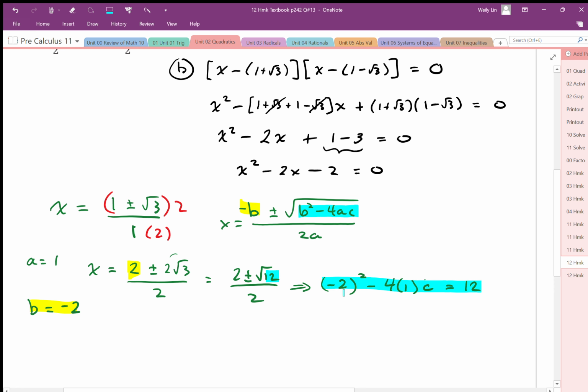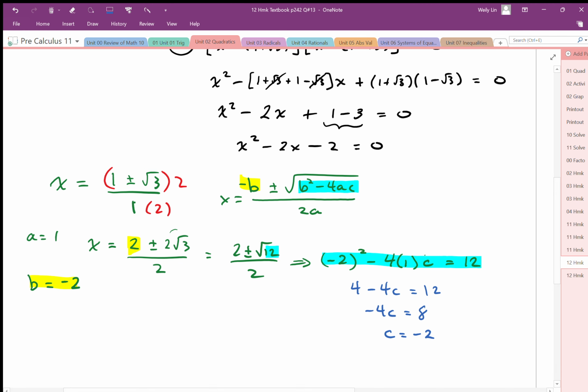So there it is, b squared minus 4ac equals 12, and I can then solve for the value of c algebraically. So 4 minus 4c is equal to 12, so negative 4c equals 8, divide, and I get c equals negative 2. So now I've solved for the same coefficients: a equals 1, b equals negative 2, and c equals negative 2 as well. So that would be an alternative method.